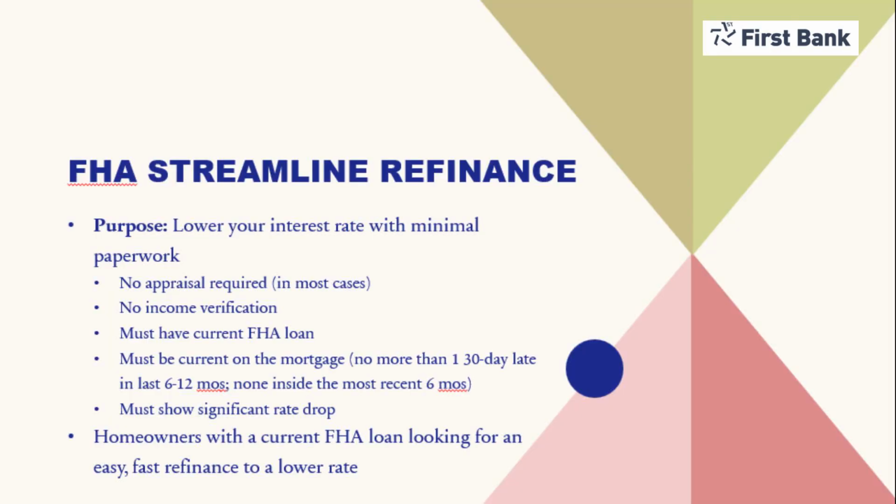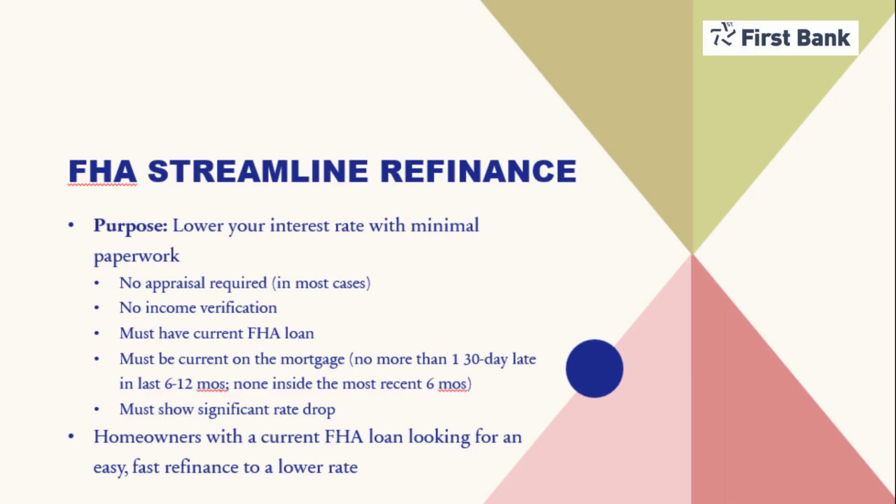FHA Streamline refinances are basically your shortcut button. Why do we use it? The purpose is simple. Drop that interest rate without burying yourself in paperwork. No appraisal, no income verification, which means no digging for W-2s. But there are a few rules of the road.